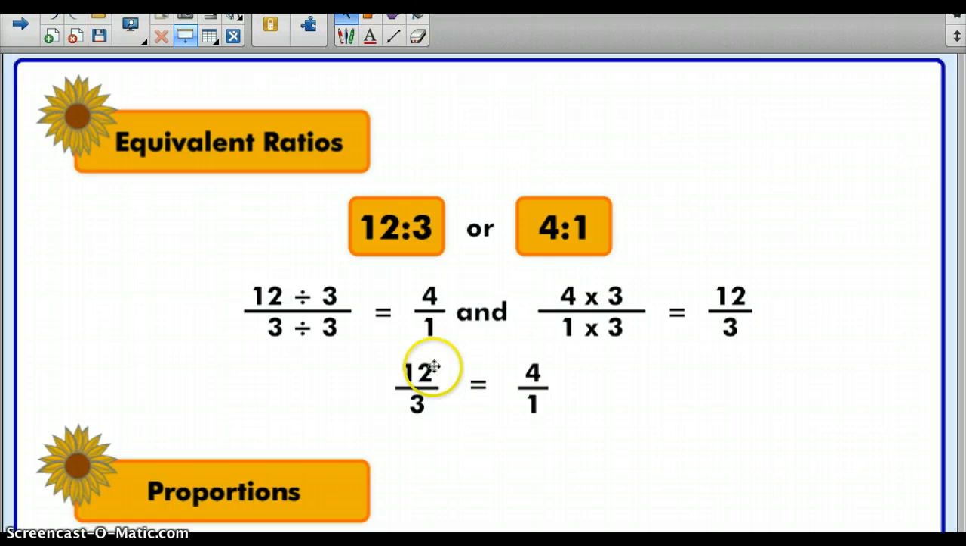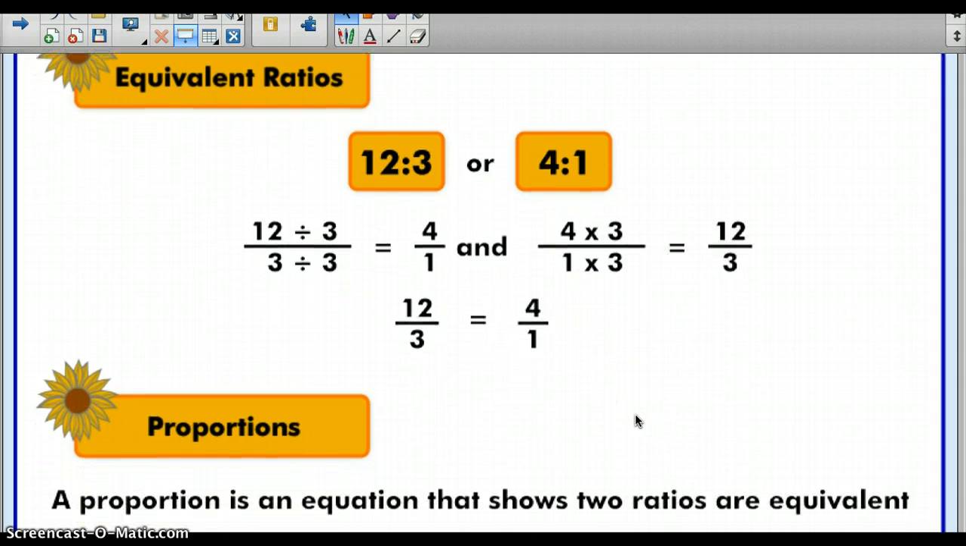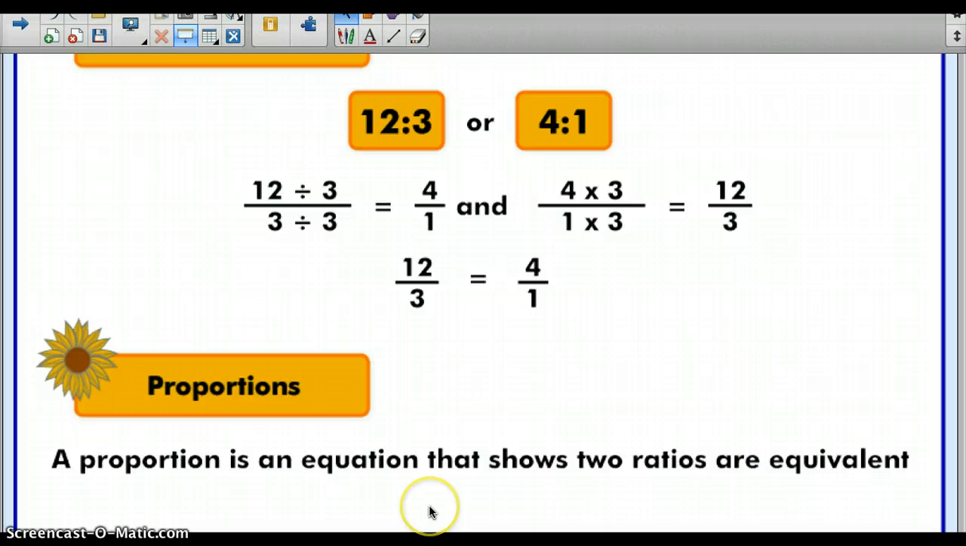In fact, if we divide 12 by 3, we get 4. And over here we have 4 over 1. It means the same thing, so they are in fact equivalent. So they would be proportional. A proportion, then, is just an equation that shows that two ratios are equivalent.